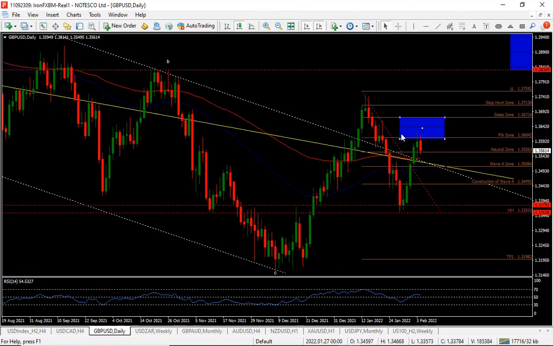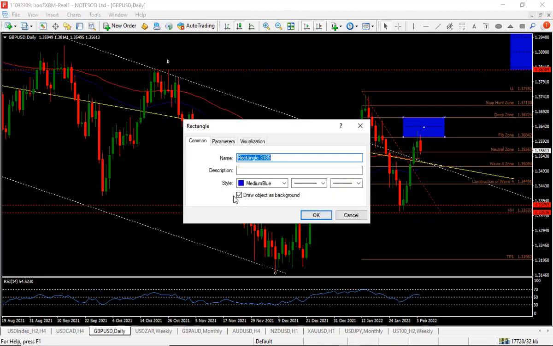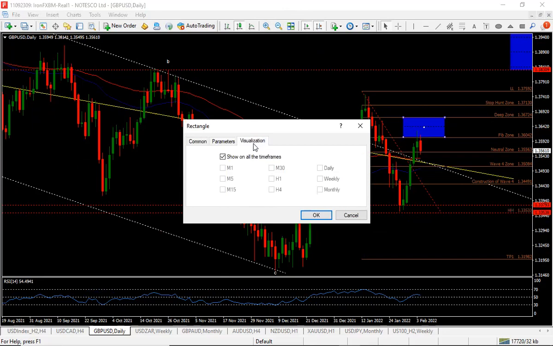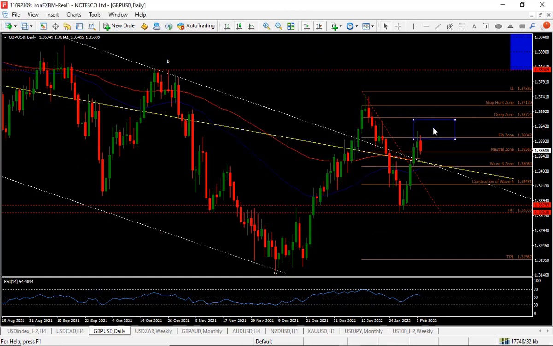So if this doesn't happen, we are expecting that the market is going to go up that area. At the same time, everything is still correct like that. So that's our update on GBP USD.